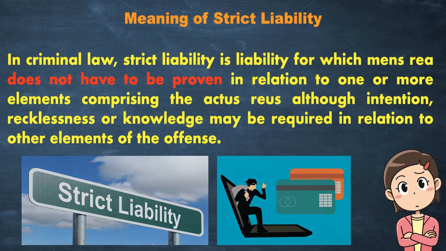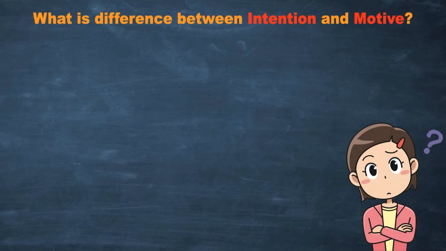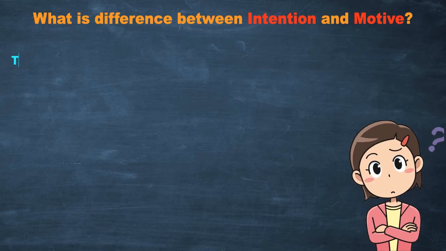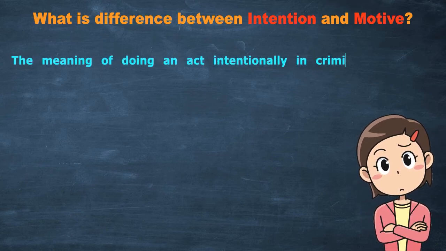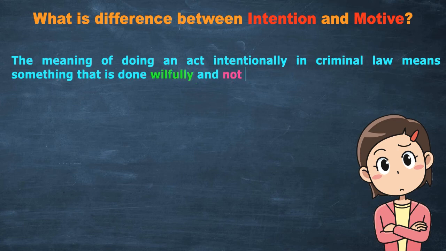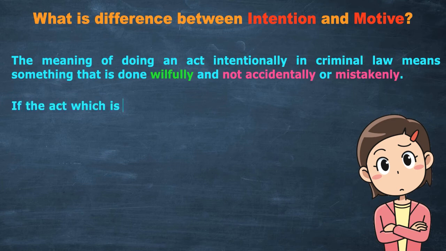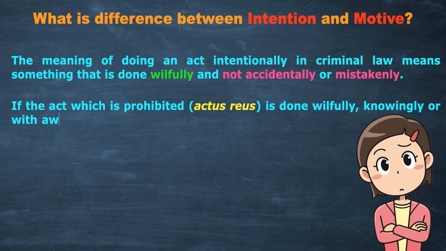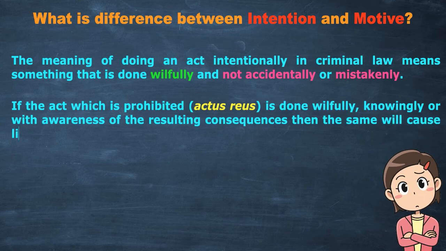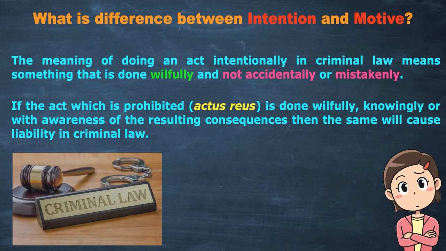Okay. Now the last point of this topic, that is, what is the difference between intention and motive? The meaning of doing an act intentionally in criminal law means something that is done willfully and not accidentally or mistakenly. Okay? If the act which is prohibited, actus reus, is done willfully, knowingly, or with awareness of the resulting consequences, then the same will cause liability in criminal law. So this is talking about the intention.